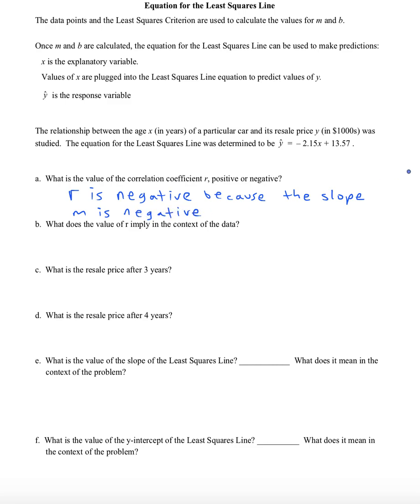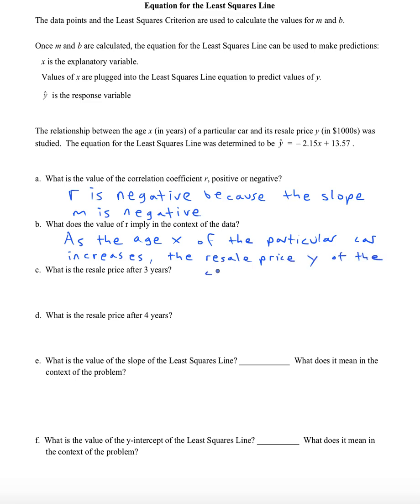Now, what does that tell us in the context of the data? Well, as the age X of the particular car increases, the resale price Y of the car tends to decrease.